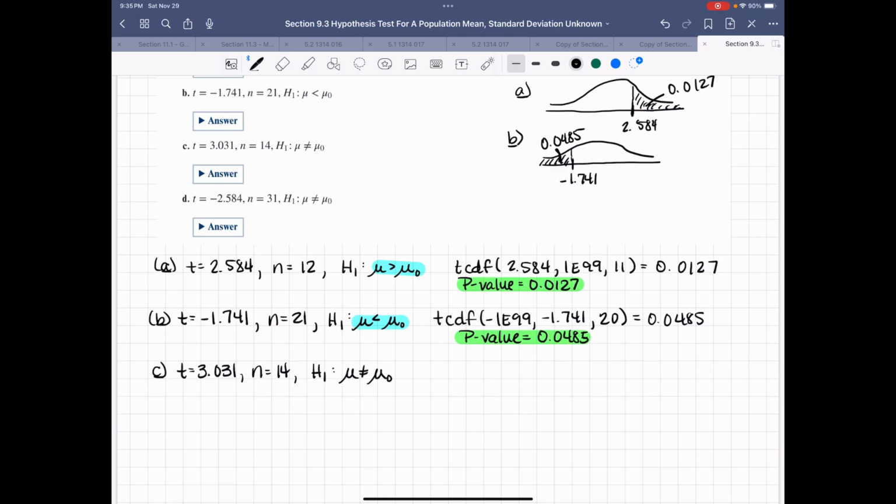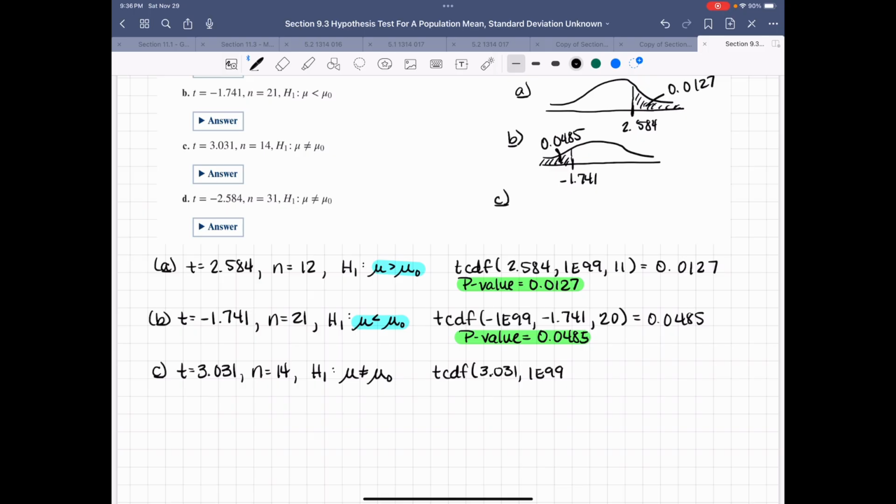So I'm going to go ahead and make that TCDF. Since it's positive, I need to start with the 3.031 and go to 1E99, guys, because that's the positive. If this had been negative, and it had been not equals, then we would start at the negative 1E99 and go to the negative part. But we're over here on the positive end.